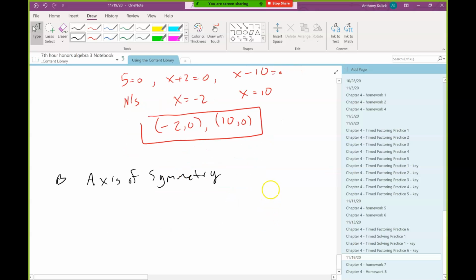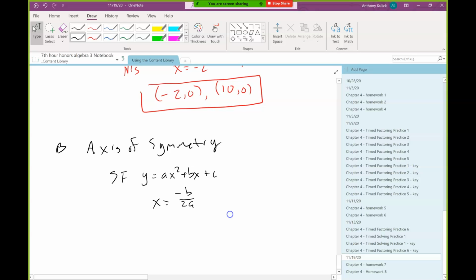Next up is the axis of symmetry. To find the axis of symmetry, we're going to use some formulas, and we're going to have a different formula for each different form that our quadratic could be in. So if we're in standard form, our formula is x equals -b over 2a. Remember that the axis of symmetry is a vertical line, so the equation for that vertical line will always be in the form of x equals.